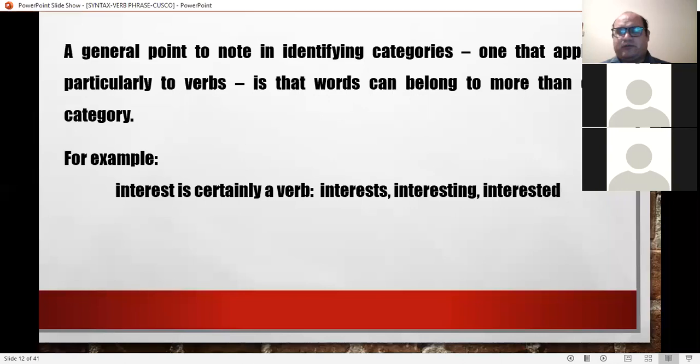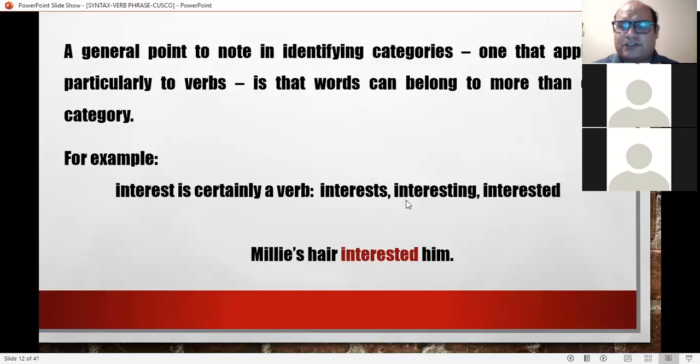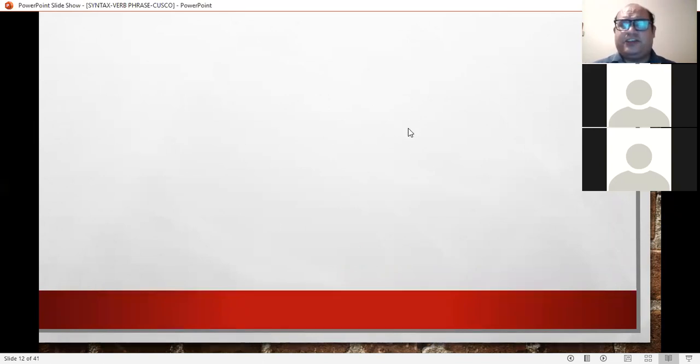Interest, for example. Here you have one word. Interest is certainly a verb, but here you have these inflections: interest in the present simple, interesting, interested. So Miles's hair interested him. Notice here, interested is used as a verb. Maybe you know that, oh, teacher, interesting, interest is an adjective. Yes, but it's also a verb. Here this word is used as a verb, not as an adjective, right? Miles's hair interested him. All right? Now, let's continue looking at this word.